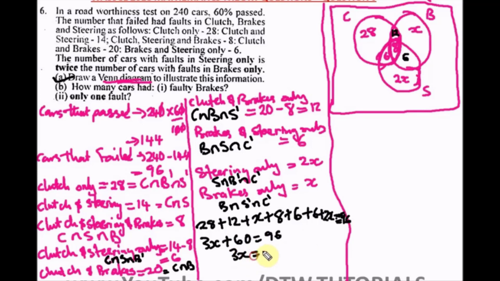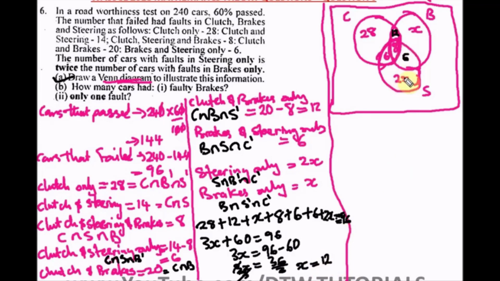We are left with 3x is equal to 96 minus 60. And what is 96 minus 60? That will give us 36. We divide both sides by 3 to get x. 3 will cancel 3, and how many times will 3 go in 36? It will go 12 times. So x is equal to 12. So we've gotten our value of x as 12.